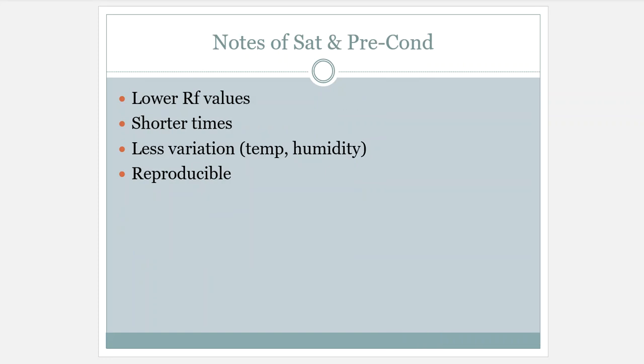Some notes that we can use for saturated and our preconditioned versions of developing. Normally our RFs are a little bit lower here. Things are what we would call pre-wet. It's not a totally dry plate that can allow that initial suction to take place all at one time. So our RFs are a little bit lower because of that. It gives us shorter times, less variation. It's more reproducible. So we're putting more control onto plate development. And that's really where we dance around in a laboratory method most of the time.